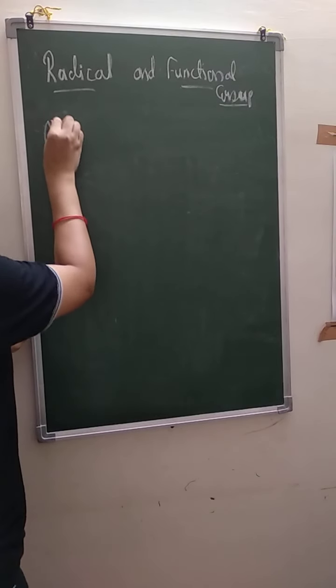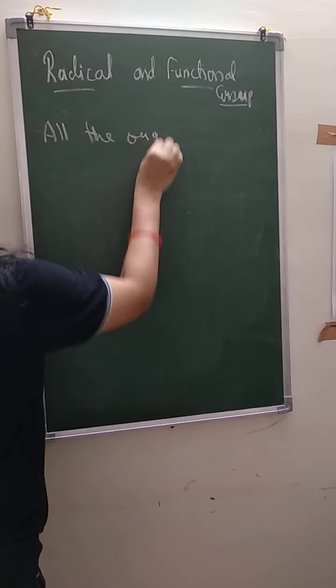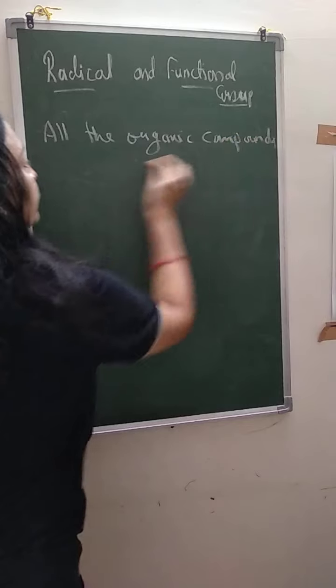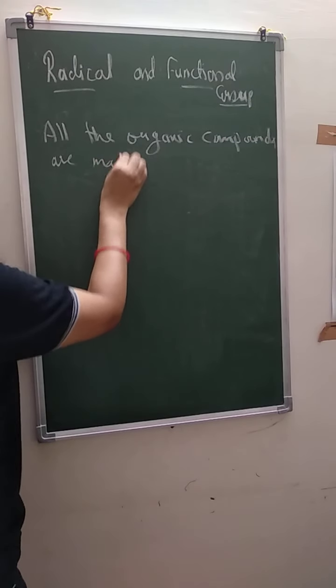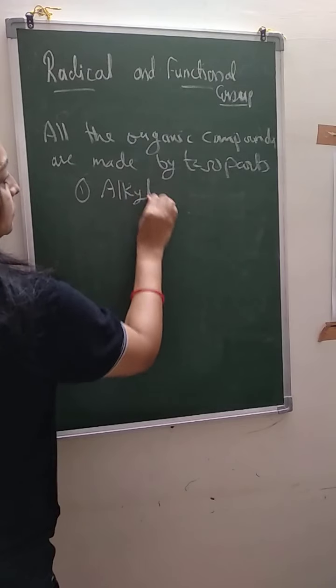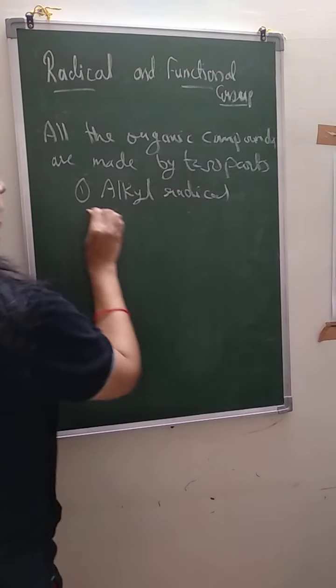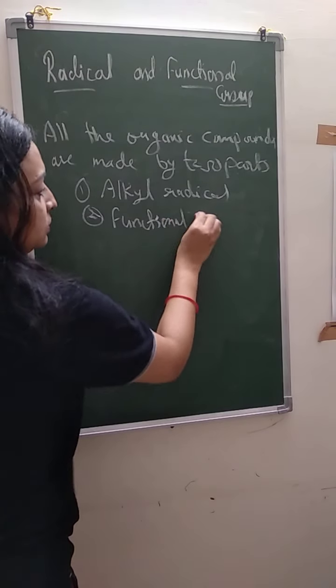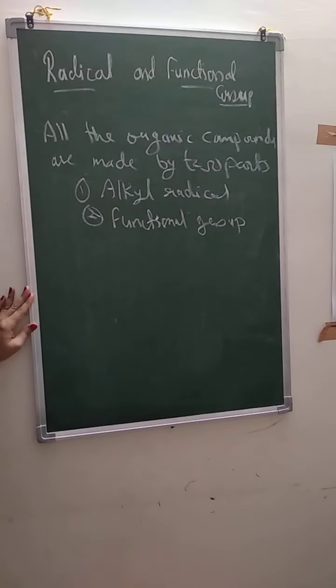Means all the organic compounds are made by two parts. First is alkyl radical and the second is functional group. All the organic compounds which we know are made by two parts. These two parts are alkyl radical and second is functional group.